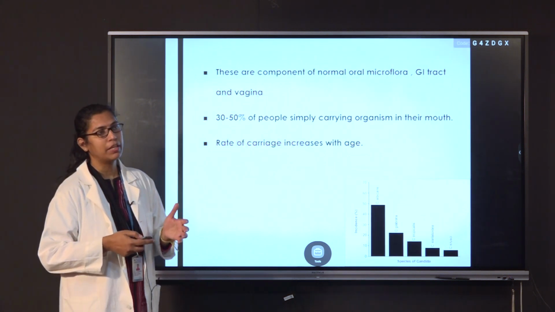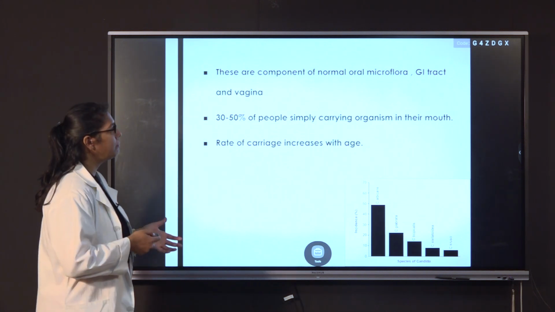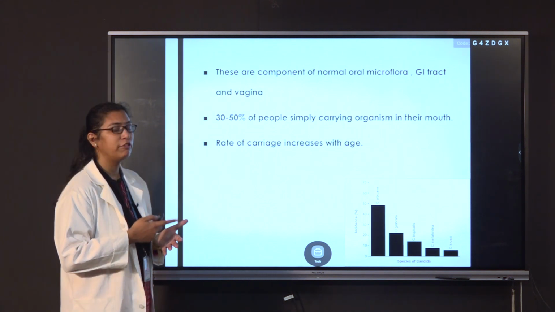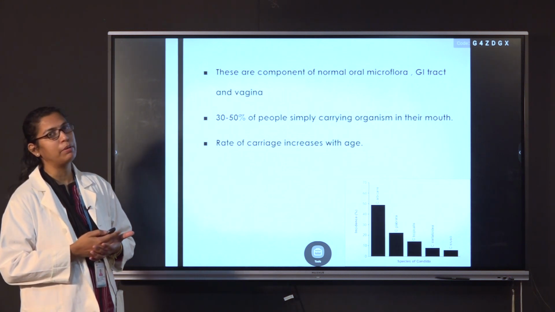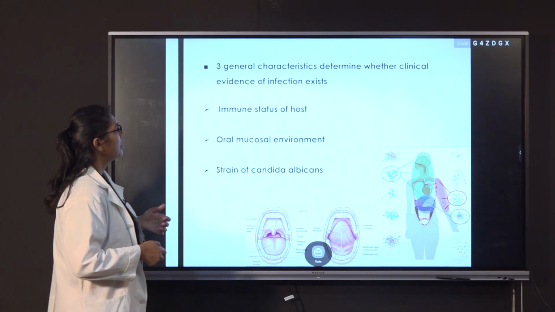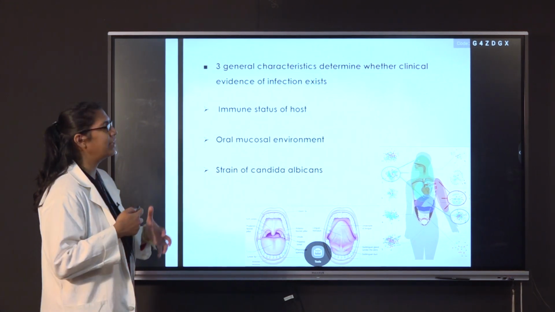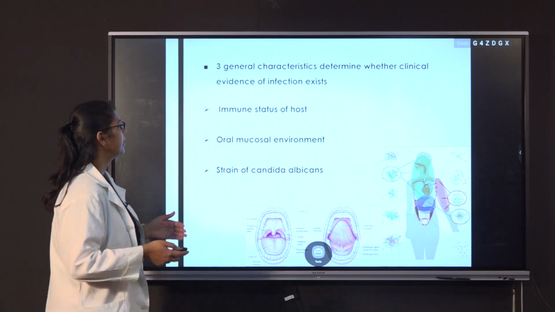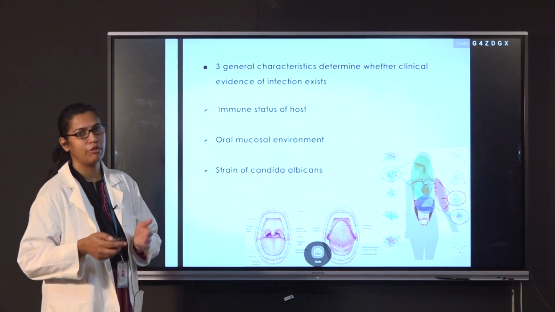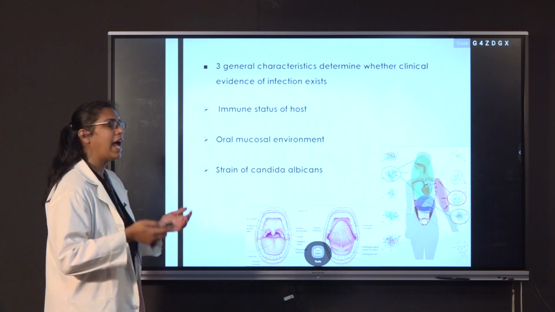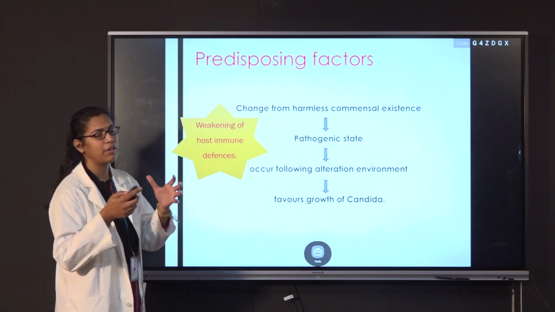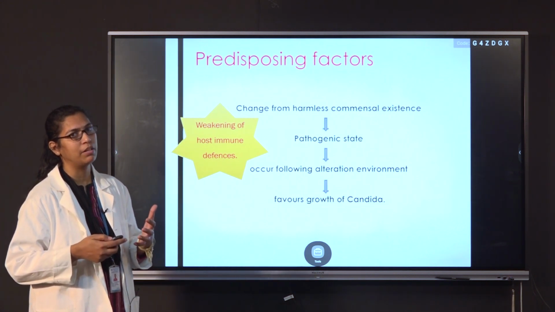Though Candida albicans is a pathogen, it is also a normal component of the microflora of the GI tract and vagina. 30 to 50% of people carry Candida albicans in their mouth, and the rate of carriage increases with age. There are three general factors on which the clinical evidence of infection depends: the immune status of the host, whether low or high; the oral mucosal environment; and the strain of Candida causing the infection. As seen before, Candida albicans is a normal commensal organism in our oral cavity.